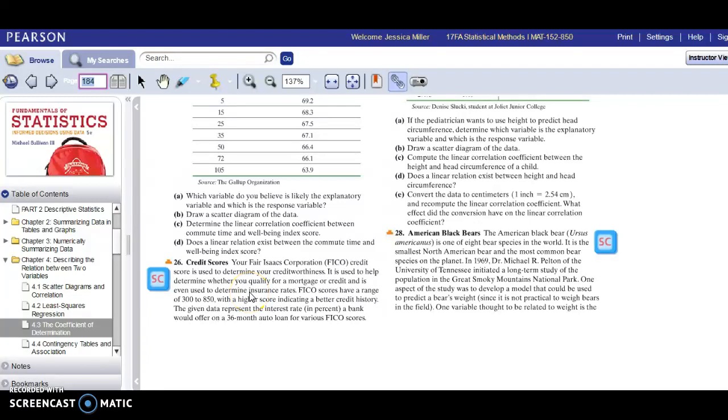Hello Math 152 students. In this video we'll take a look at a problem and carry it over in 4.1, 4.2, and 4.3. We are going to start on page 184 with problem 28.